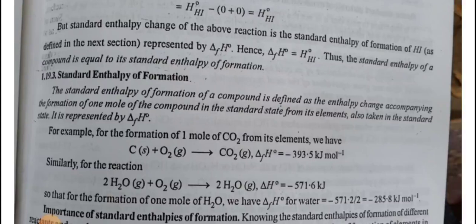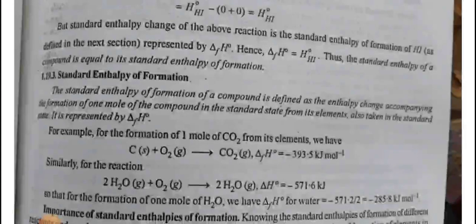The standard enthalpy of formation of a compound is defined as the enthalpy change accompanying the formation of 1 mole of the compound in the standard state from its elements, also taken in the standard state. It is represented by ΔfH°. For example, for the formation of 1 mole of CO2 from its elements, we have C(s) + O2(g) = CO2(g), ΔfH° = -393.5 kJ per mole.